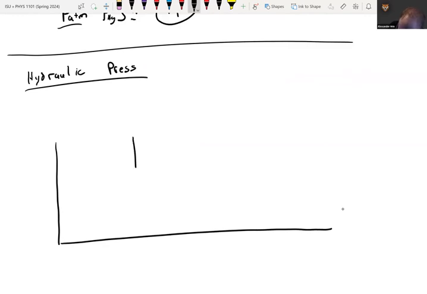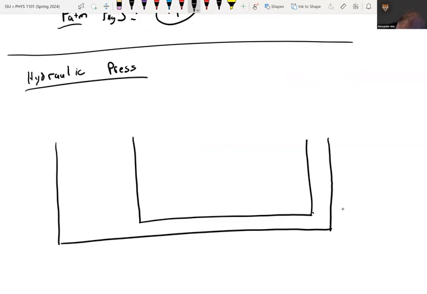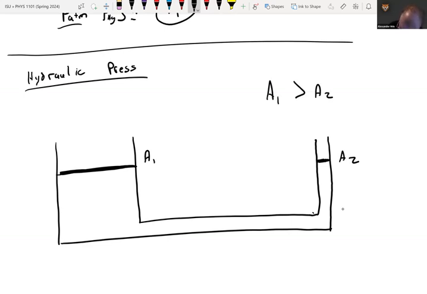So basically a setup of a hydraulic press looks something like this. It kind of looks like Pascal's vases, but what you have on one side is a much smaller cylinder. They're both vertical. Then what you do is you cap them both. Like I said, this one on the left we'll call area 1, and this would be area 2. And area 1 is greater than area 2. That's basically what we're saying here.